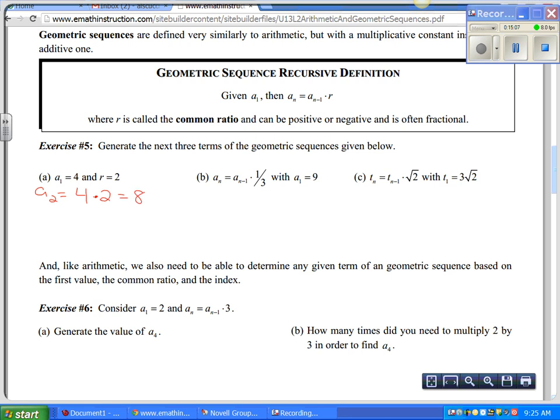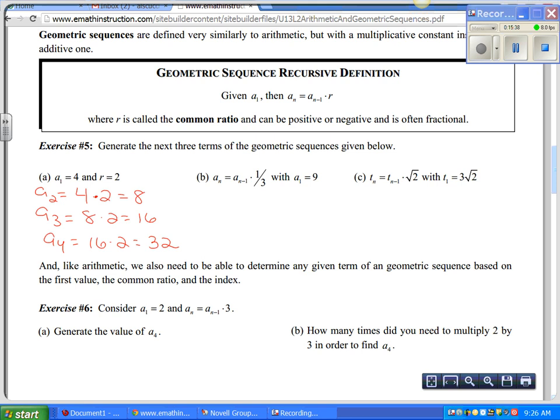A sub 3. 8 times 2, which gives me, and a sub 4, which gives me, notice my common ratio does not change, just like my common difference did not change. So the only difference here is we went from addition to multiplication. Got it? Okay. Why don't you go ahead and try B, and then we will talk about the last.